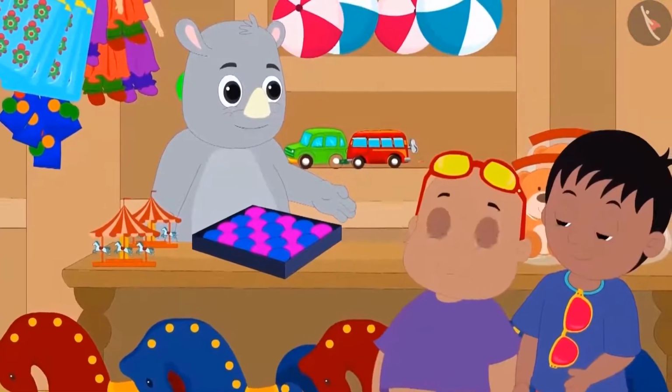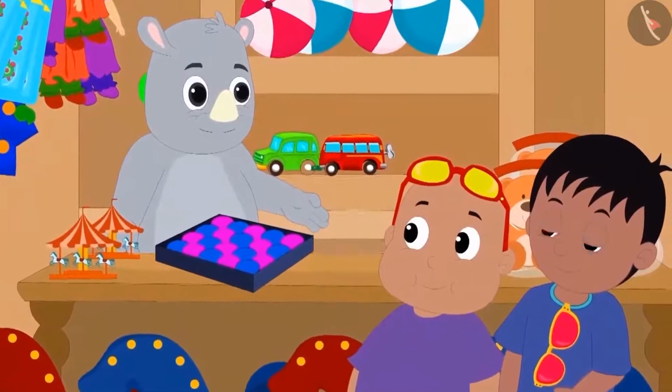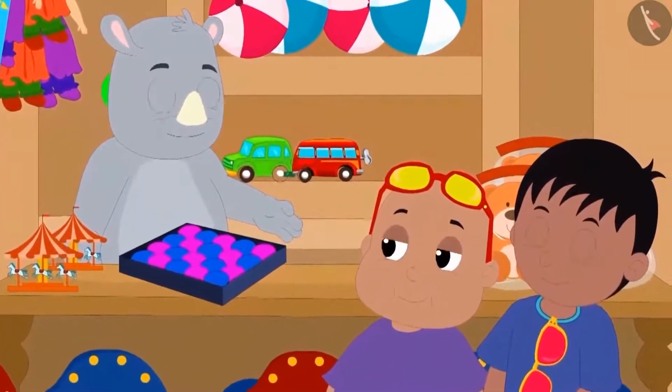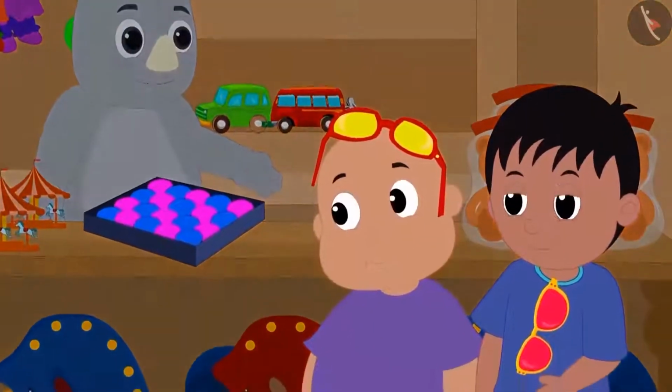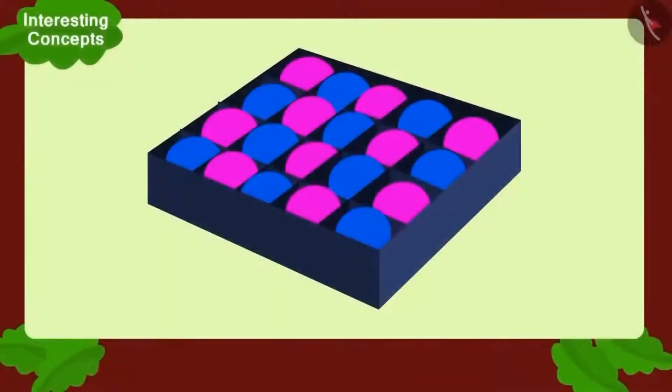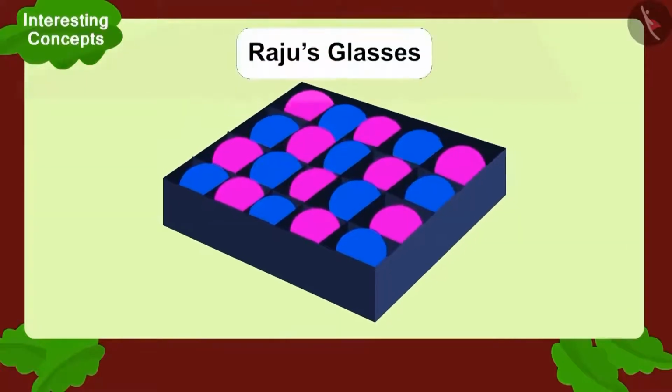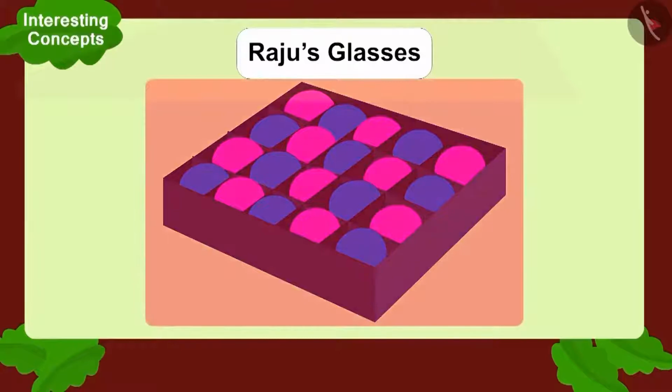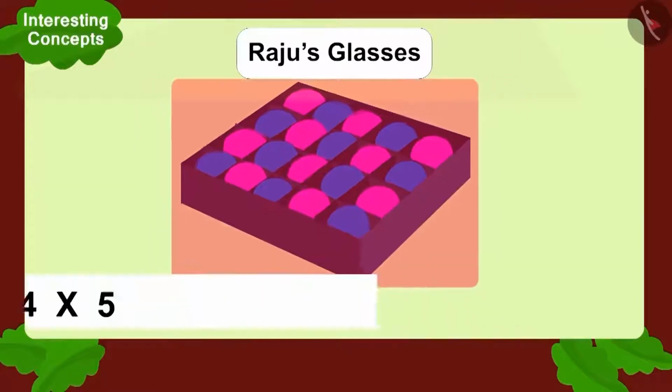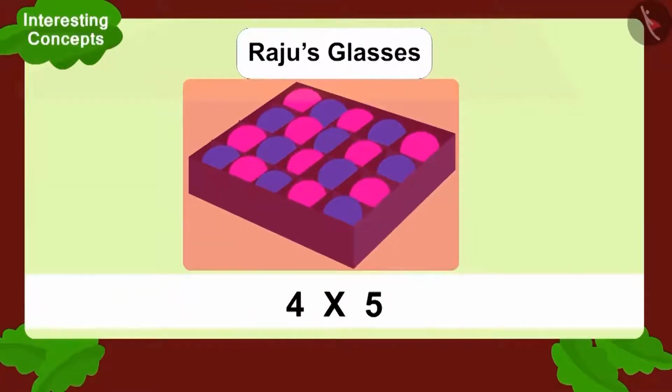First, Raju and Bablu have arrived at Gaggu Rhino's toy shop. There is a box of balls there. In the box, the balls are placed in 4 vertical and 5 horizontal compartments. Raju wore his glasses and looked at the box. He saw a multiplication like this.